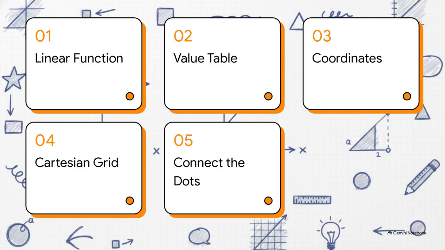All right, so here is our game plan for today. We've got a super straightforward 5-step recipe to conquer this. First, meet the linear function. Second, constructing a value table. Third, calculating your coordinates. Fourth, the Cartesian grid. And finally, step 5, connecting the dots.